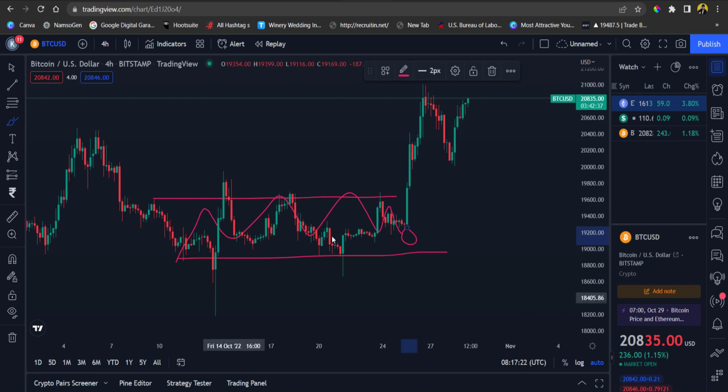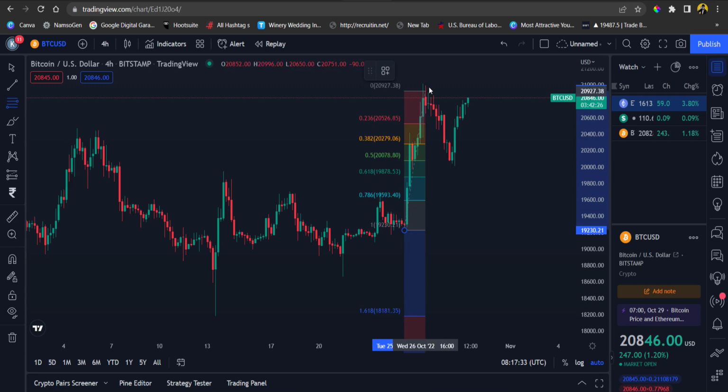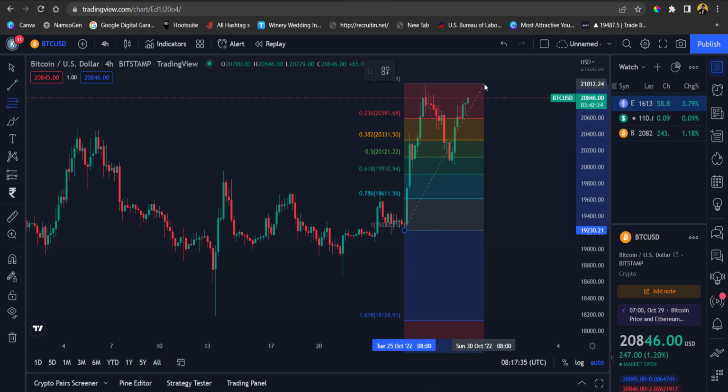Okay, so right here, let me delete everything and then take my Fibonacci retracement tool. I will take this tool and place it right here, and then drag it up to this level right here. Right at this level, the top, and then bring it to this end.